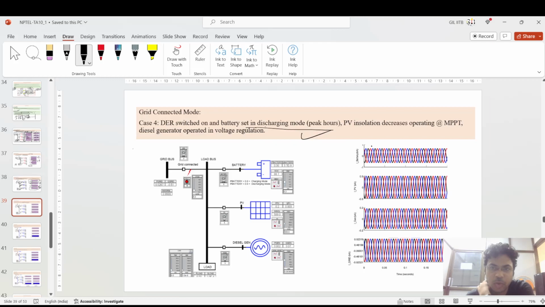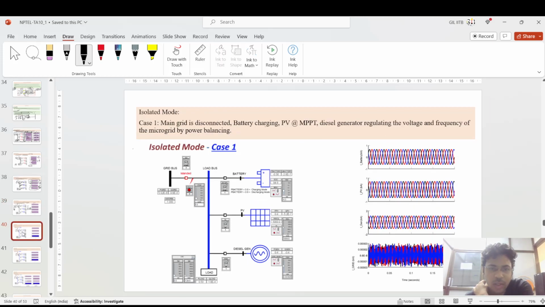And multiple cases can happen: the battery side can be in discharging mode, the PV in insolation mode or not operating in MPPT mode, and the diesel generator operating in voltage regulation. Other system conditions can also occur, and the current will differ based on that. But the voltage remains constant because it is addressed with respect to the grid, since it is grid-connected mode. And the P reference matching.